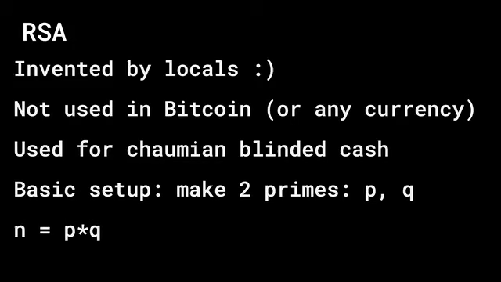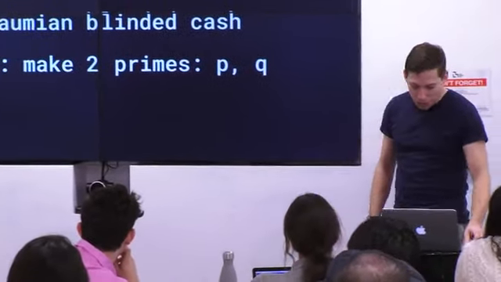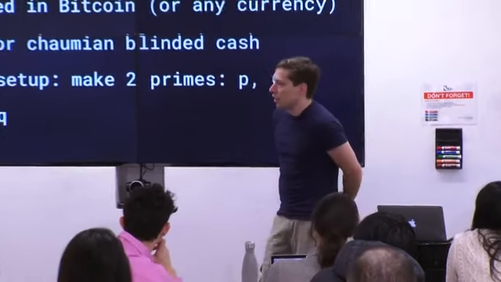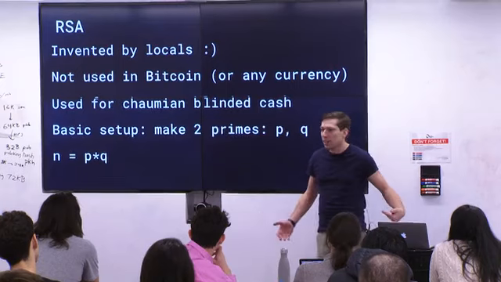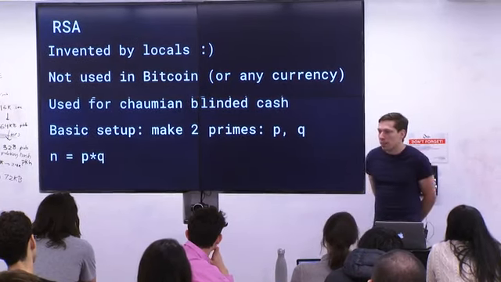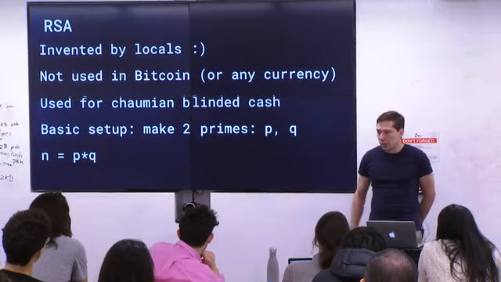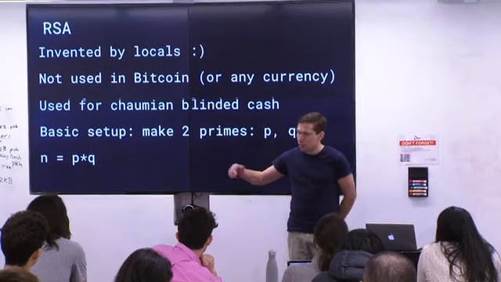Okay, so RSA was invented by locals. The R stands for Rivest, and Ron Rivest is at CSAIL, and he's still working on cool crypto stuff. It's not used in Bitcoin or any currently operating cryptocurrency, because the signatures and keys are a bit larger than the later systems we'll see. Smaller than the hash-based things, but still a bit larger.